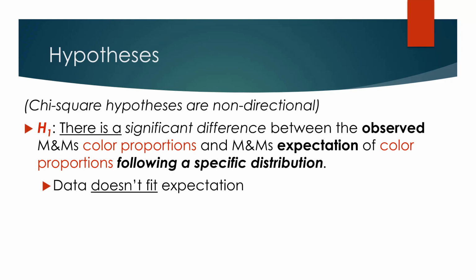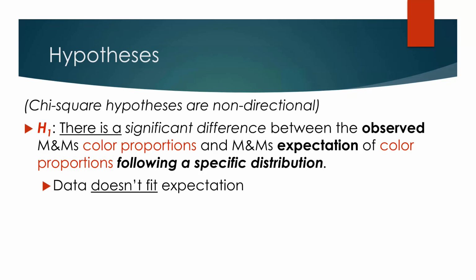The alternative is going to follow the setup of the question. Remember, if you get your research question written correctly, then the alternative will flow very easily. So the research question asks, is there a significant difference between the observed M&M's color proportions and M&M's expectation of color proportions following a specific distribution? Now, the alternative starts with saying yes to the question. There is a significant difference between the observed, said first, M&M's color proportions, that's mentioning the X variable there, and M&M's expectation, right? Saying the expectation comes second, of the variable color proportions.